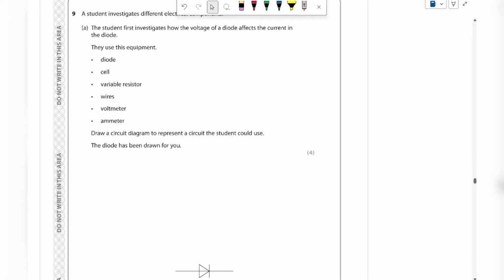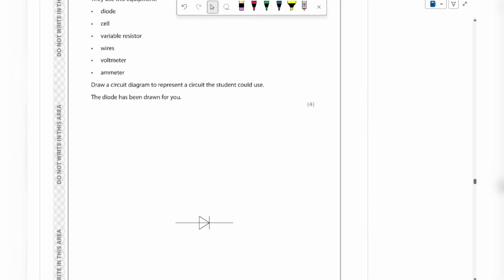Okay, how the voltage of a diode affects currents. We need to know the voltage of this diode, so we need the diode, and the voltmeter. We also need to know the current through it, so the ammeter, and the wires, obviously.